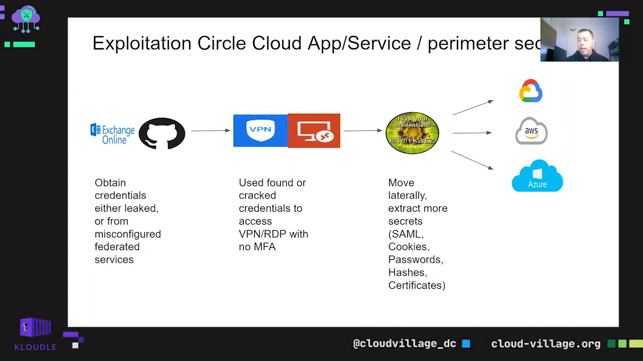And then if you wanted to be in the perimeter, either because you access via VPN or by RDP, then you can expand further into whatever real estate cloud properties these vulnerable environments have, which could be in any of the main providers that we all know and are aware of. So as you can see, it's almost like a circle. You can go full circle.